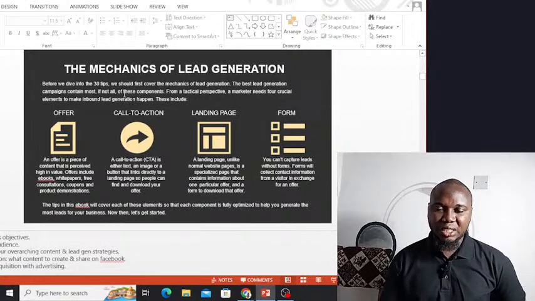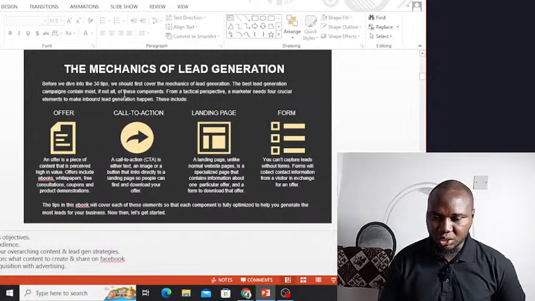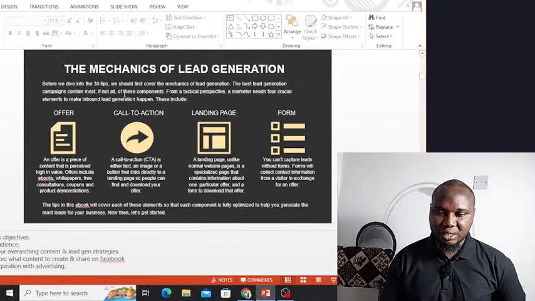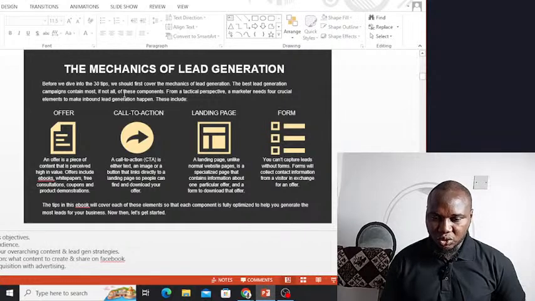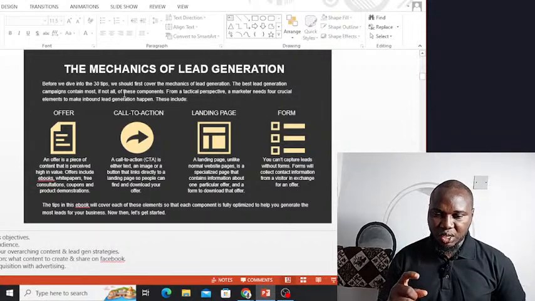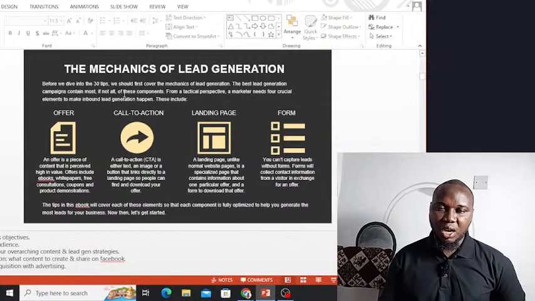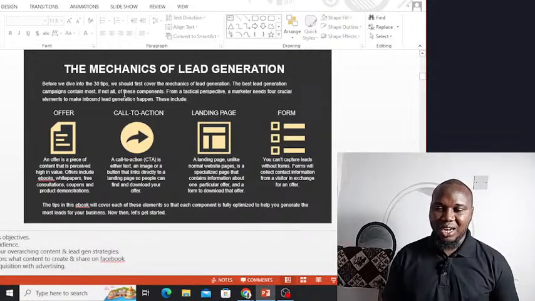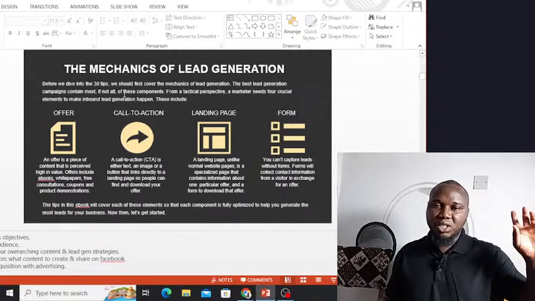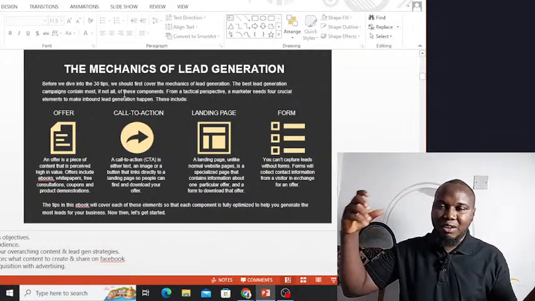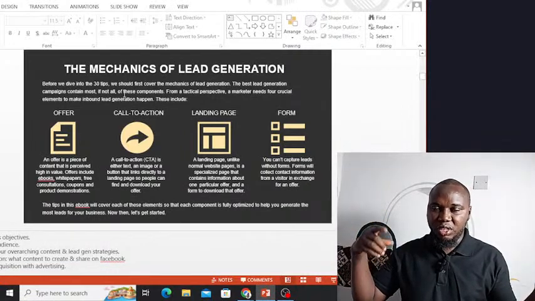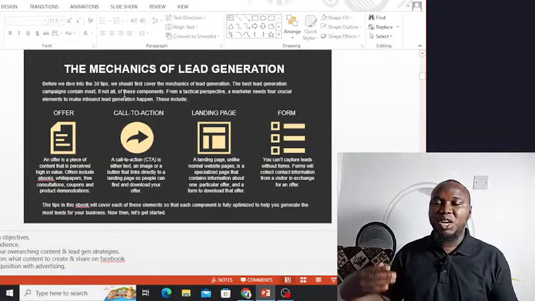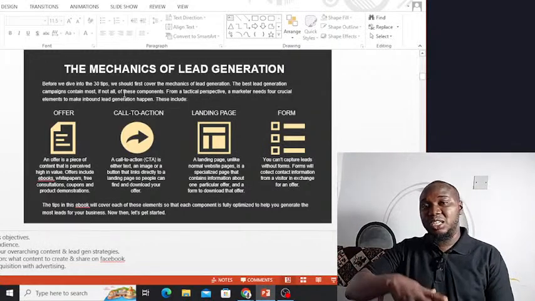So the next thing is the call to action. You want people to take action. The call to action is either text, or an image, or a button, that links directly to a landing page. Now we'll talk about landing page in a bit. So that people can find and download your offer. So you have gotten an offer, you have created a campaign with a call to action. Click here. And when people click on the button, it takes them to a landing page.